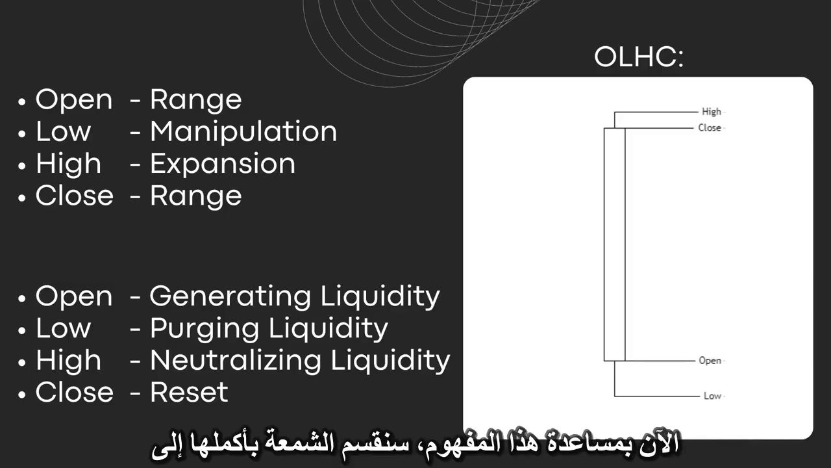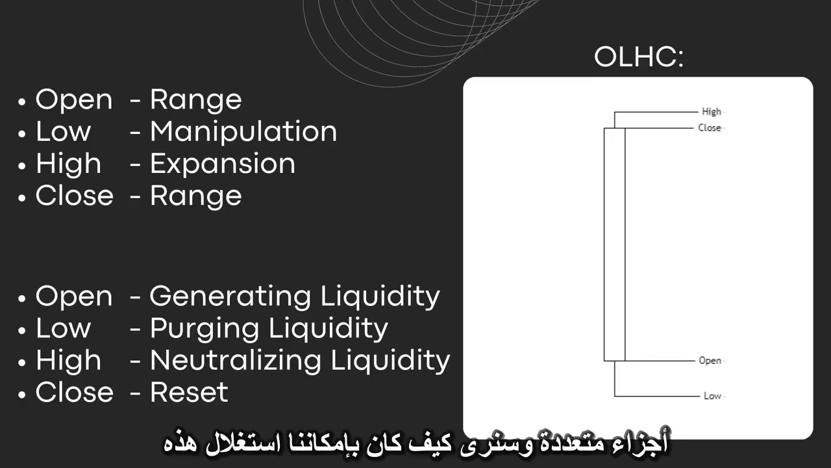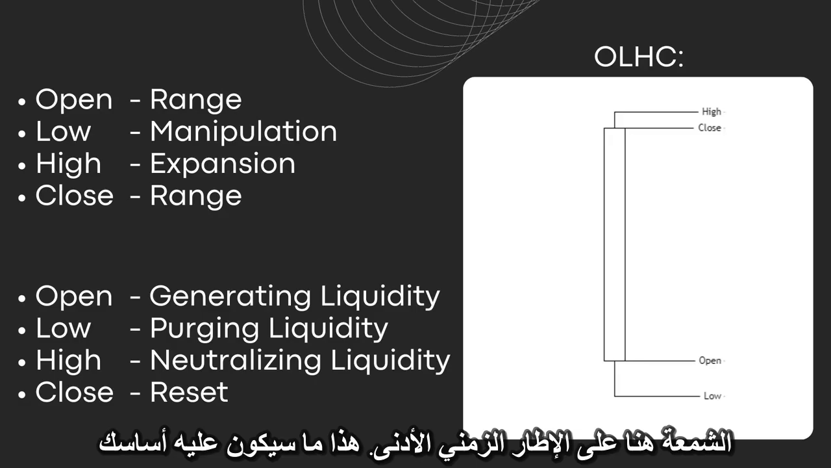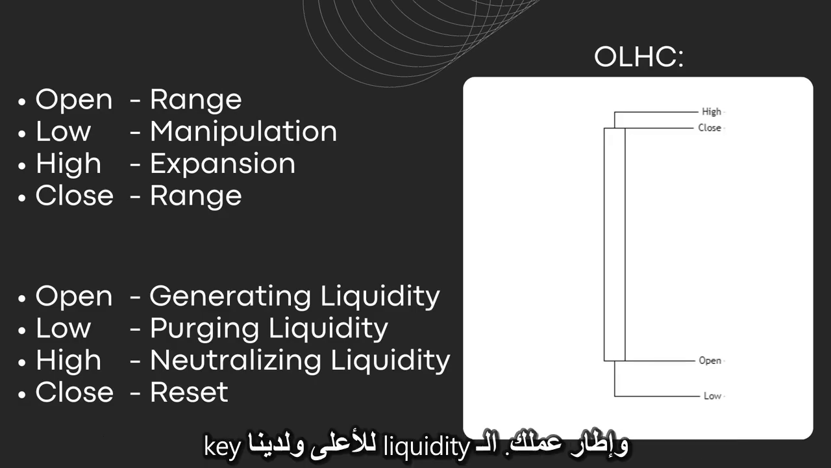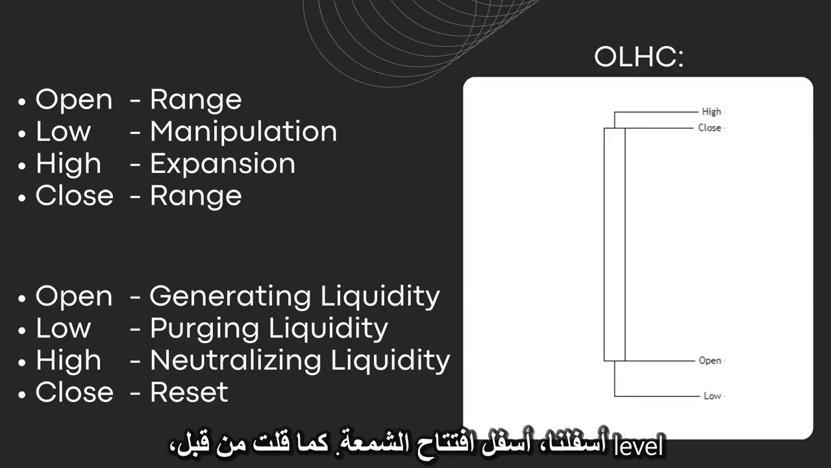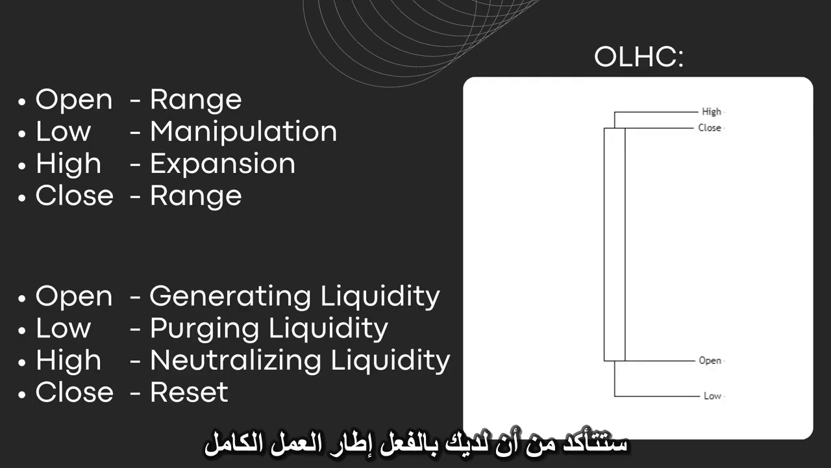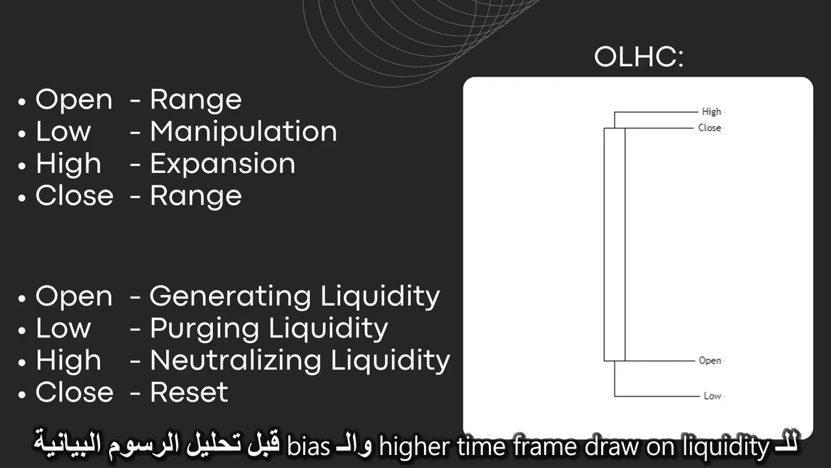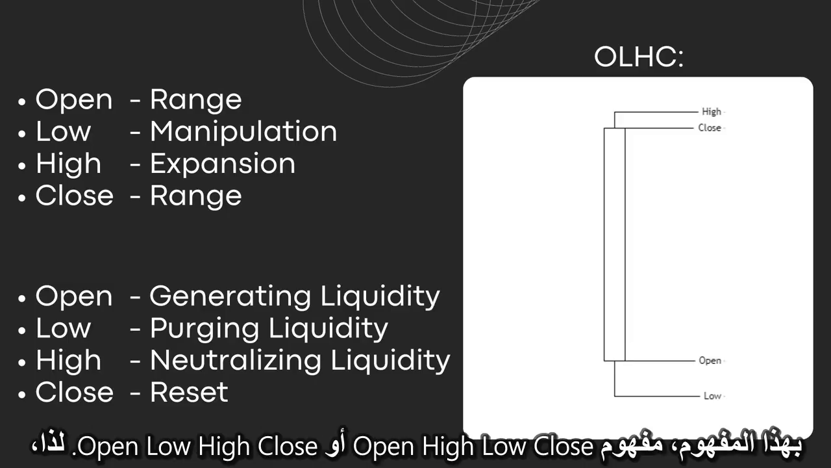Now with the help of this concept, we're going to divide the whole candle into multiple segments, and we're going to see how we could have exploited this candle right here on the lower time frame, right? That's what your background base and framework is going to be. Draw on liquidity is higher and we've got a key level below us, below the opening of the candle, right? As I said before, you're going to make sure that you already have the whole framework for the higher time frame draw on liquidity and bias before you analyze the charts with this concept, the open high low close or the open low high close concept, right?